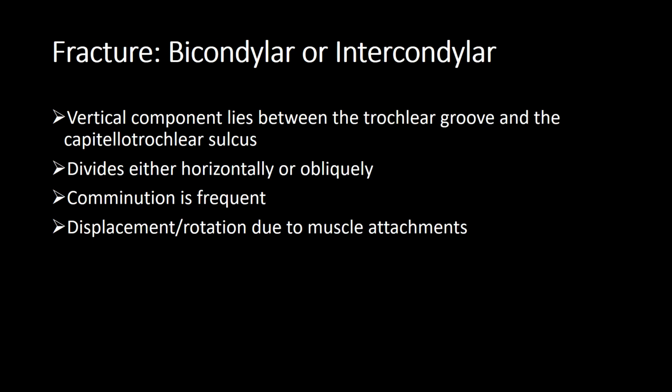Bicondylar or intercondylar fractures will have a vertical component that extends to the articular surface. This vertical component is going to lie somewhere between the trochlear groove and the capitellotrochlear sulcus. It will then divide either horizontally or obliquely through the distal humerus. You frequently get comminution, and you will get displacement and rotation because of the muscle attachments.